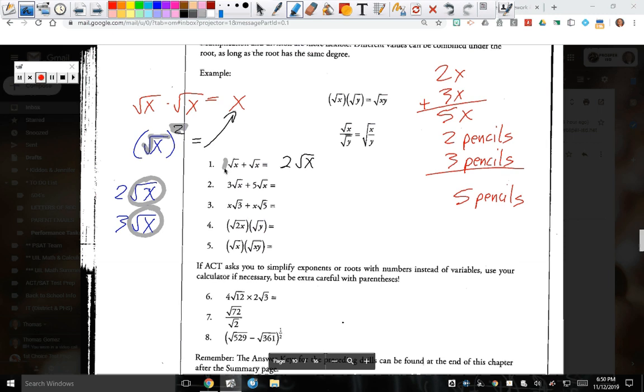So when I have 1 plus 1, it's 2 pencils. You see what I'm trying to do with you guys right now? Alright. So what would the next one be? 8x. Or 8 square roots of x. 8 pencils.